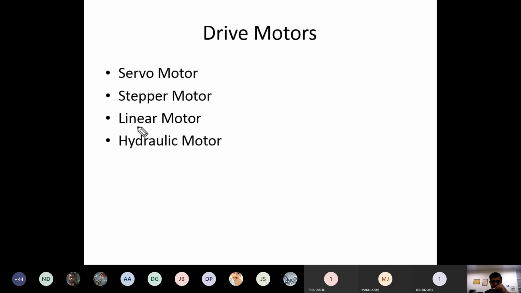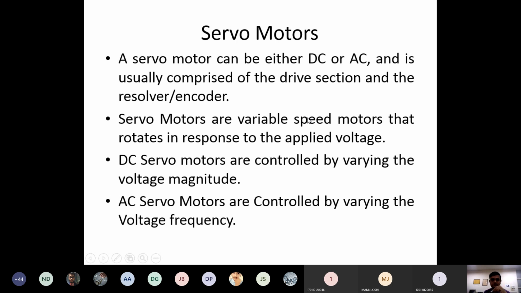Linear motion, that means linear travel, then we use a linear motor. When it is rotary motion, then we use a servo motor. And hydraulic motors, I hope you will learn in detail in the 5th semester hydraulic and pneumatic subjects.